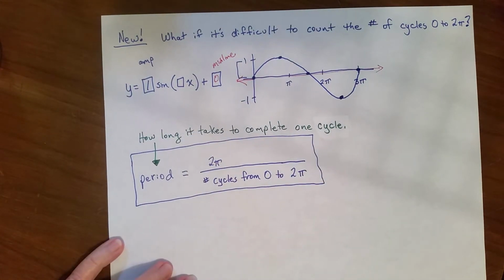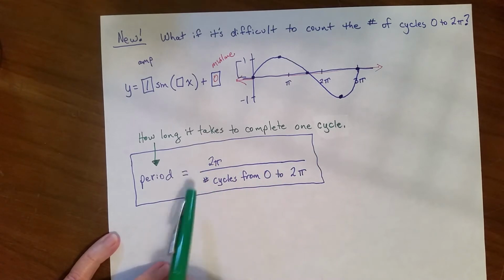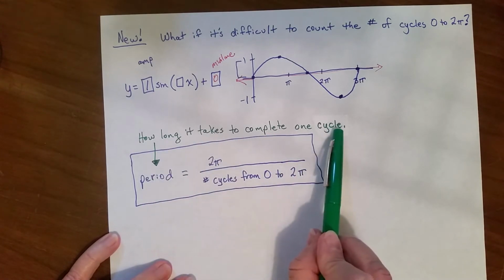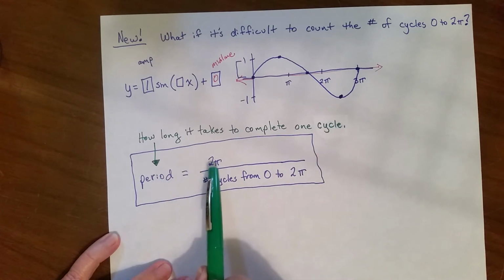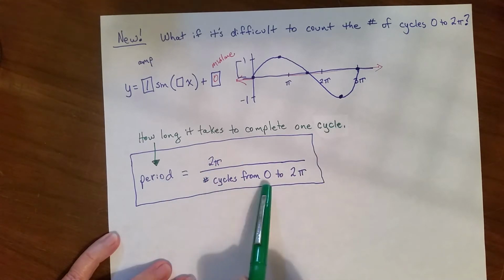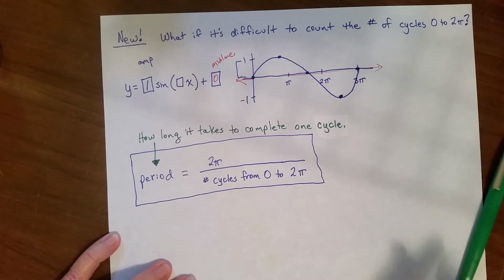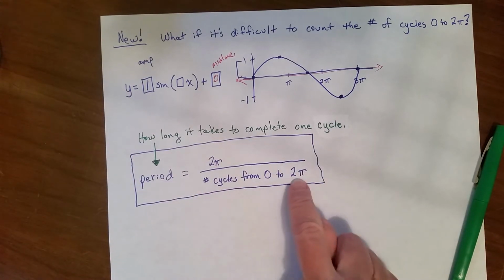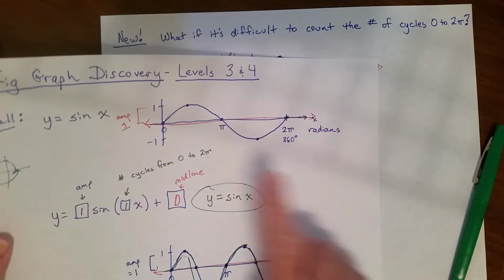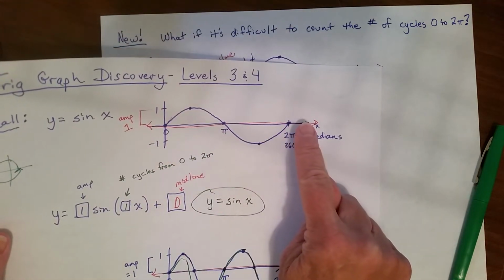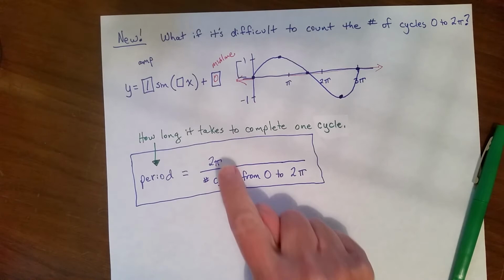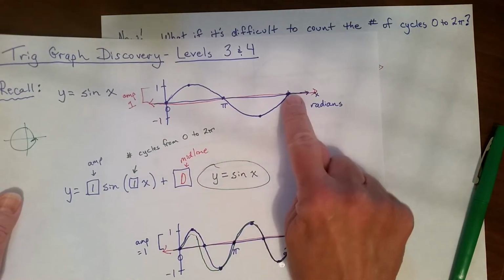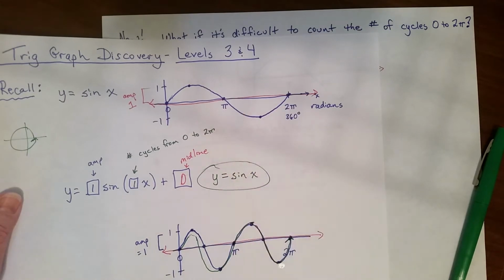Okay, for levels 3 and 4, we're going to use this. The period, which is how long it takes to complete 1 cycle, the period is 2 pi over the number of cycles from 0 to 2 pi. So if the number of cycles from 0 to 2 pi is just 1, then this would be 2 pi over 1, and the period would be 2 pi. And here the period is 2 pi. That's how long it takes to complete 1 cycle.